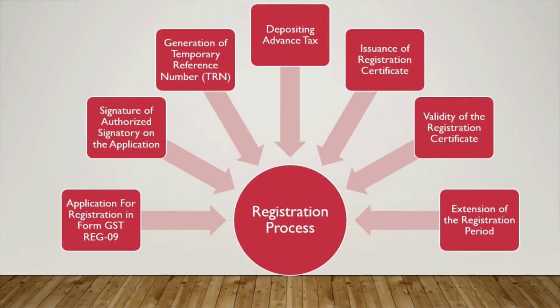Okay, so now there is the registration process. What happens and how it happens during the registration is mentioned here. The first is the application for registration in form GST REG 09. Unlike a normal taxable person, a non-resident taxable person does not apply for registration in GST REG 01. In fact, a simplified form GST REG 09 is required to be filed by such a person in order to apply for GST registration.